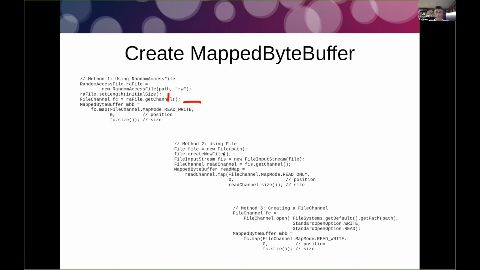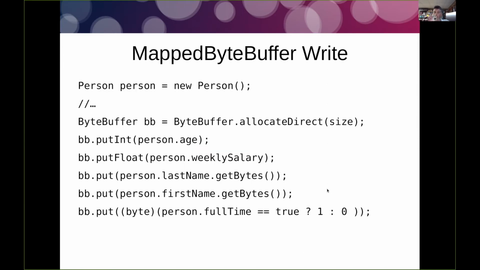You can create just a plain old file and get the file input stream. From there, get the file channel. And then once again, on that channel, you can call map and you've got your mapped byte buffer as a result. Or you can create a file channel directly, and you have options, but they pretty much are all the same. You just have to either create a file or a file channel. And then from there, you create your mapped byte buffer. Let me give you an example of how you use it.